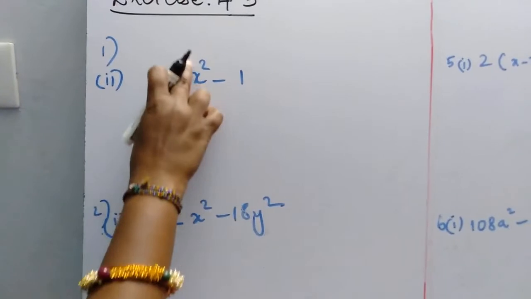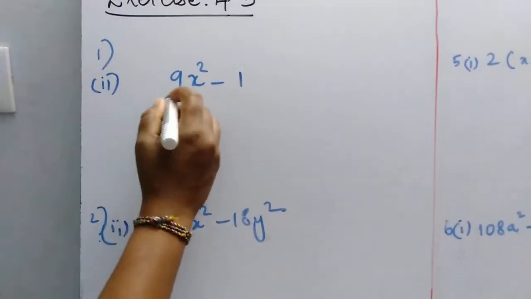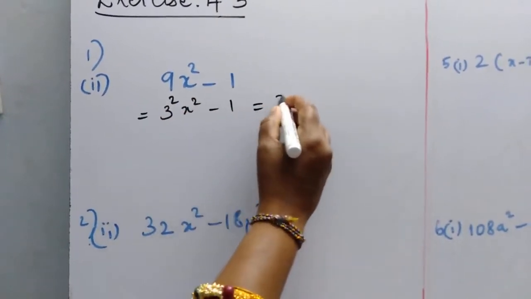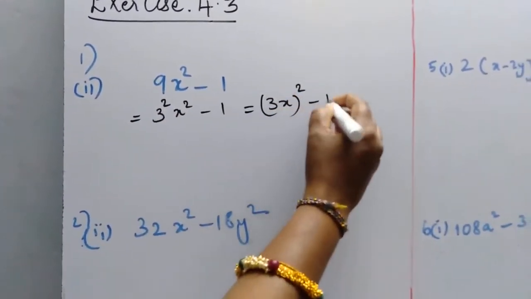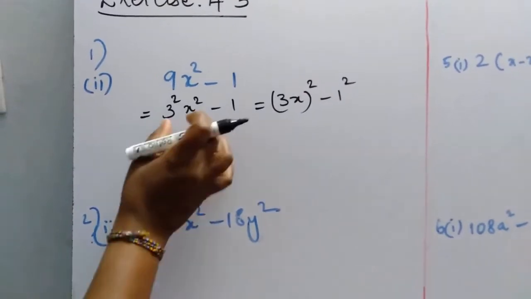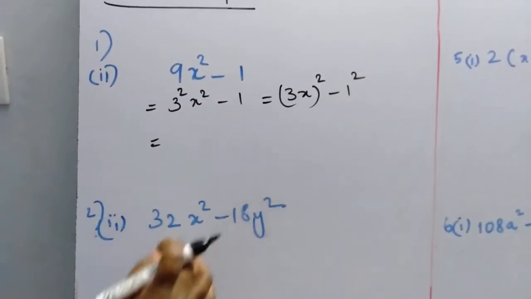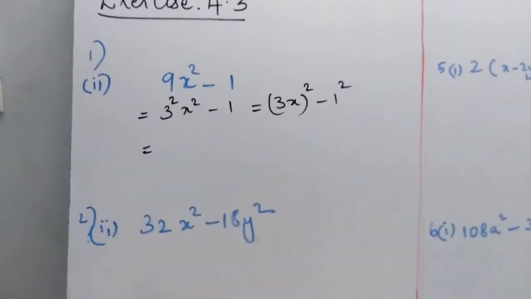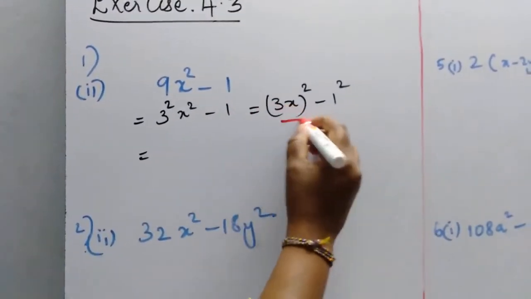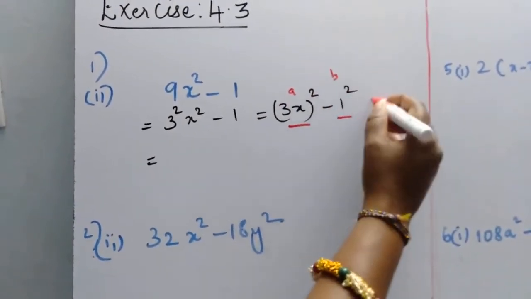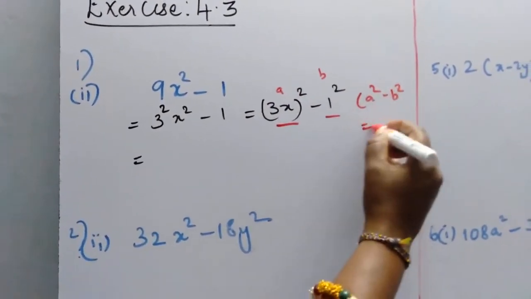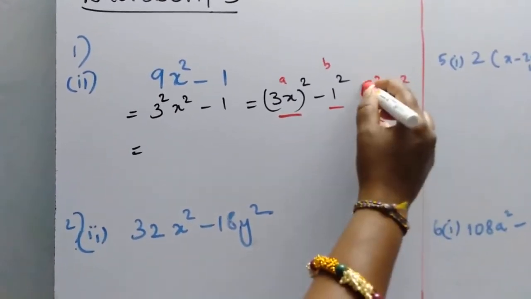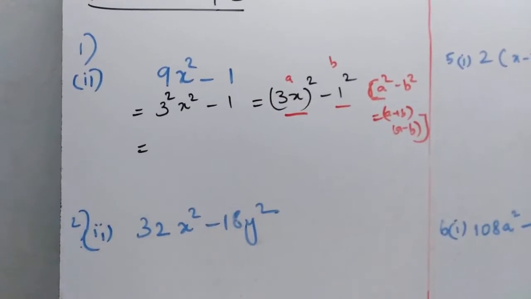So we want to check whether this can be written in the square form. Yes, this 9x square minus 1 can be written as 3 square x square minus 1, and this can be written as 3x the whole square minus 1 square. Right? So this is in the form a square minus b square. Here a is 3x and b is 1. So a square minus b square is a plus b into a minus b. This is the identity we are going to use in solving this problem.